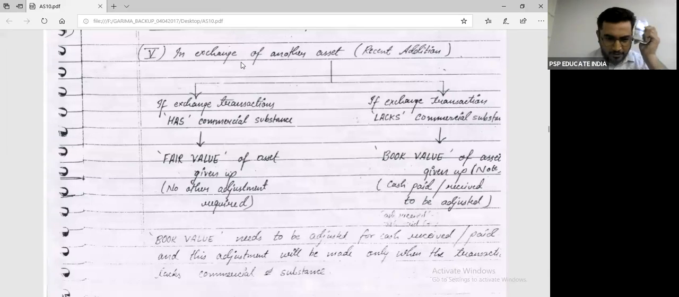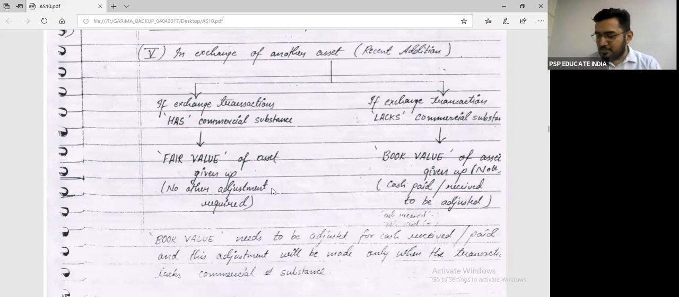Now look at the first point. Because the transaction has commercial substance, you will always take the fair value of the asset given up. No other adjustment is required. Why? Because you have already calculated. It's a pre-calculated transaction that you are entering into. You exactly know what is happening and how much your profit is going to be. Because you exactly know at every point of time what kind of transaction you have entered into, you need not make any adjustments. You will only take the fair value of the asset given up.